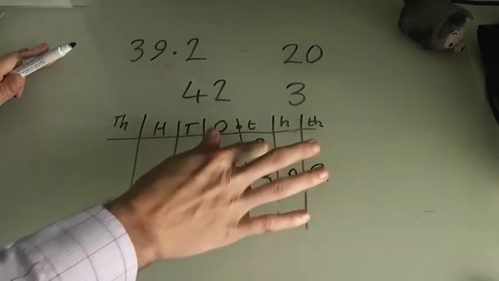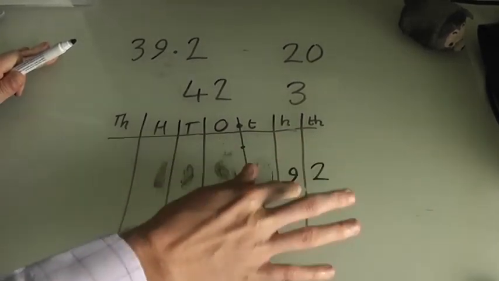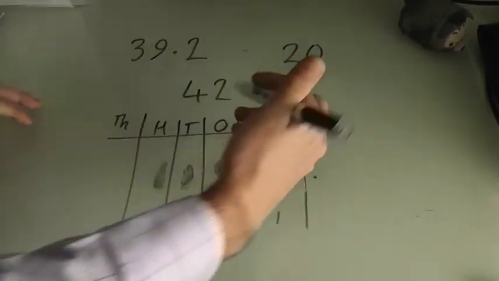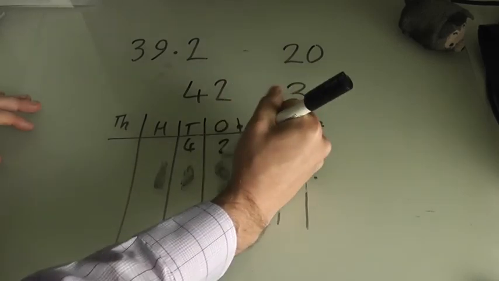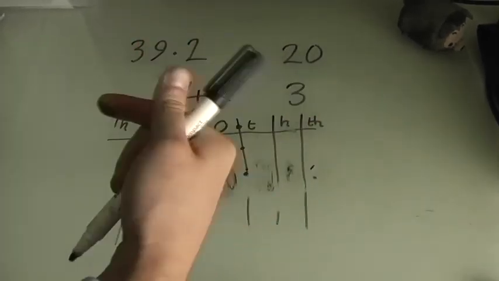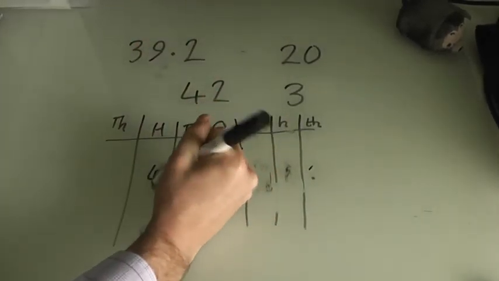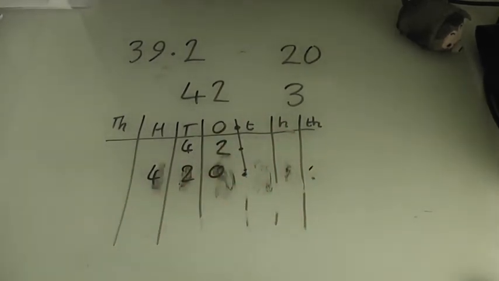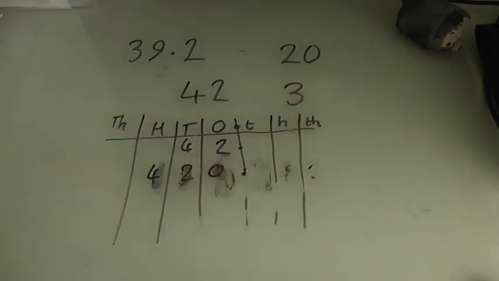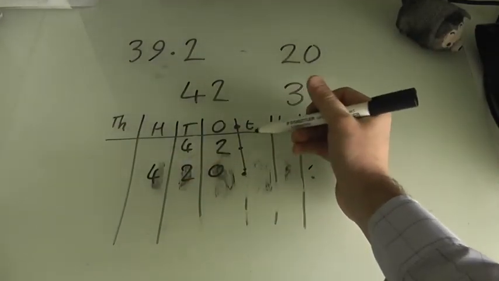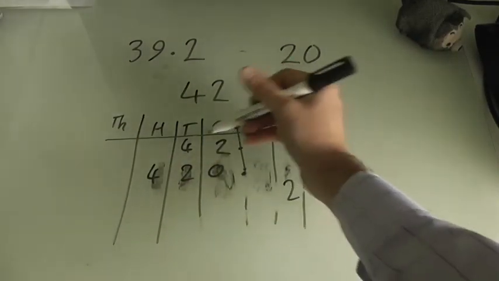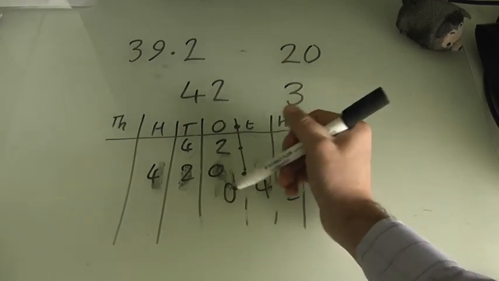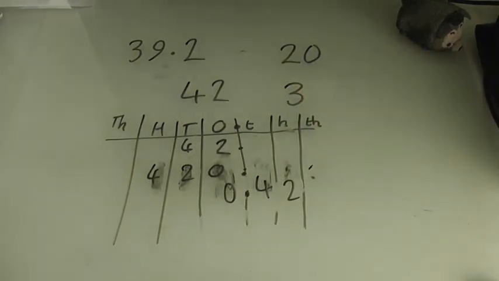Let's have a look at the next one. We've got 42. Times in by 10, we're moving it that way once. So we should have 420. And dividing by 100, we're moving it that way twice. So we've got once, twice, and a 0 there. So it's got 0.42.